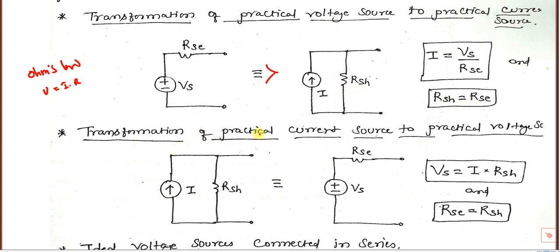How to transform a practical current source into a practical voltage source? This is a practical current source IS in parallel with the shunt resistance RSH. You can convert this into a voltage source. Again, here you have to apply Ohm's law. We have I, we have R, so we can convert into a voltage source. Just multiply I with R. I into RSH is the voltage value, and the same RSH you have to connect in series.